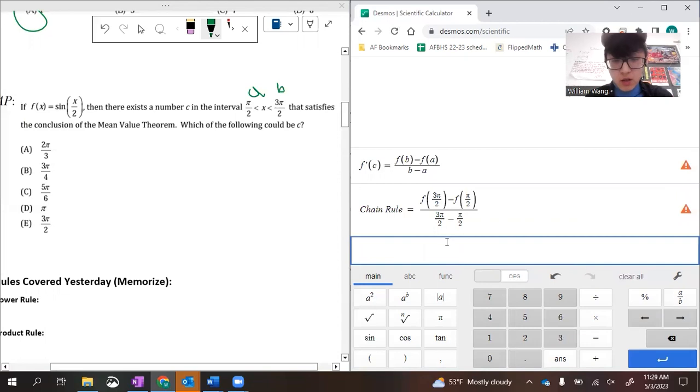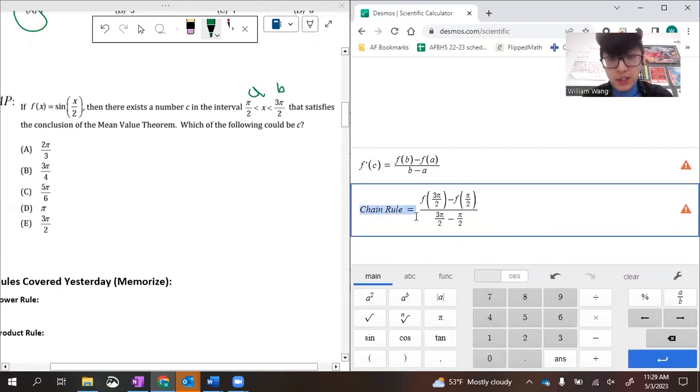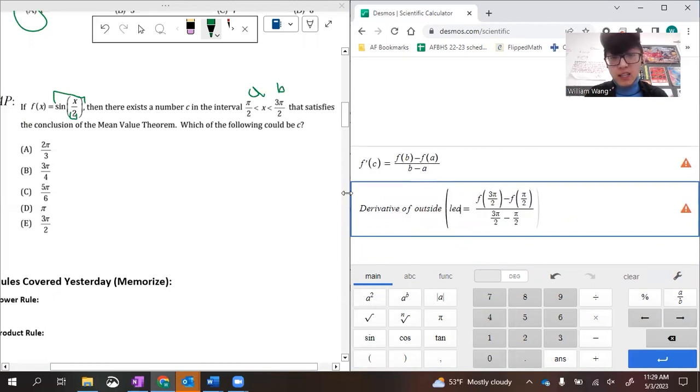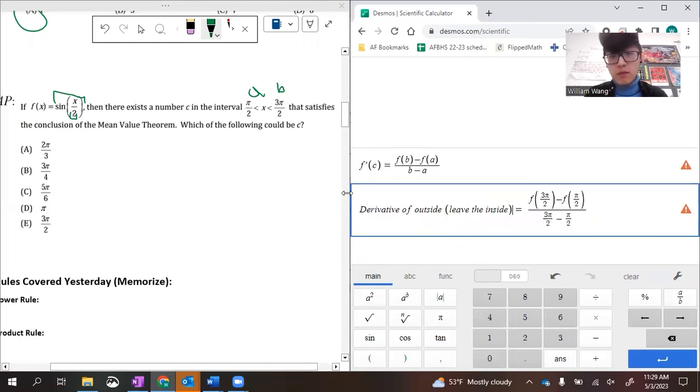All right, cool. Let's do my chain rule now. There's a chain rule because I have an outside sine of x function and an inside x over 2 function. Remember, my chain rule is what? Well, it is the derivative of the outside, I leave the inside, then I multiply by the derivative of the inside. All right, so let's do that.